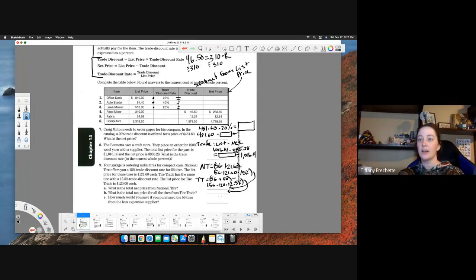What is the total net price for all the tires from Tire Trade? Remember, they want all the tires. They say all the tires here, but they also want that same thing from National Tire. They just didn't include the same wording, but that's what they're looking for. And then you get to decide which one is the better deal and by how much. Basically, you're subtracting these two answers. How much of a better deal is the cheaper one?